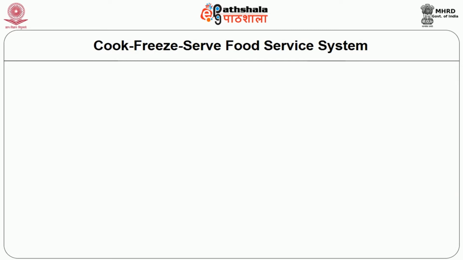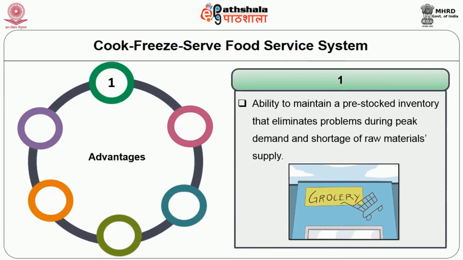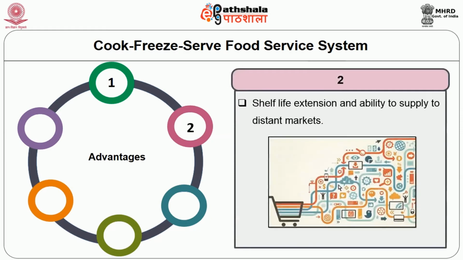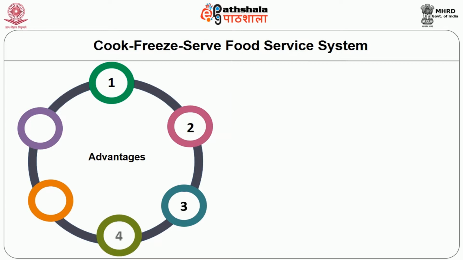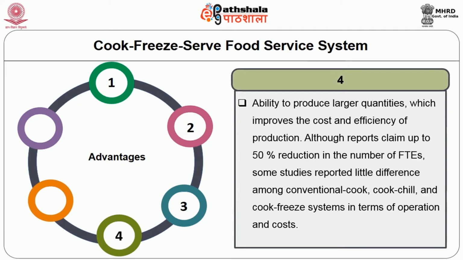The advantages are the ability to maintain a pre-stocked inventory that eliminates problems during peak demand and storage of raw material supply, shelf life extension and ability to supply a distant market, ability to reduce labor, raw material and other costs by 20 to 50% since food is prepared in advance, and ability to produce large quantities which improves the cost and efficiency of production. Although reports claim up to 50% reduction in the number of FTE, some studies reported little difference among the conventional cooking, cook-chill and cook-freeze system in terms of operation and cost.